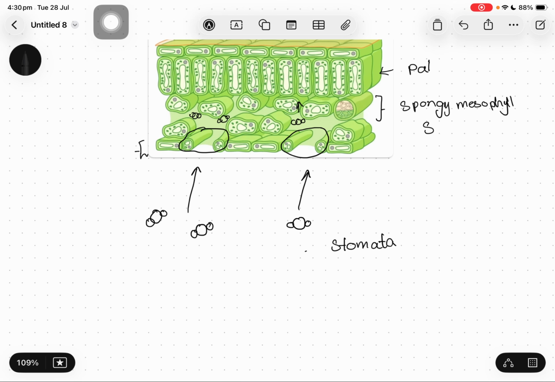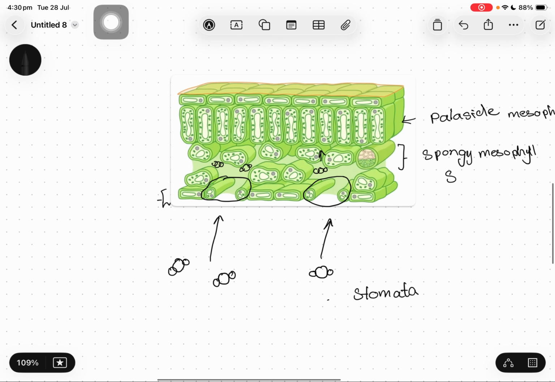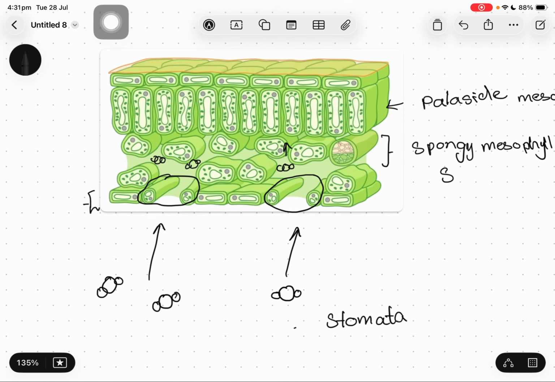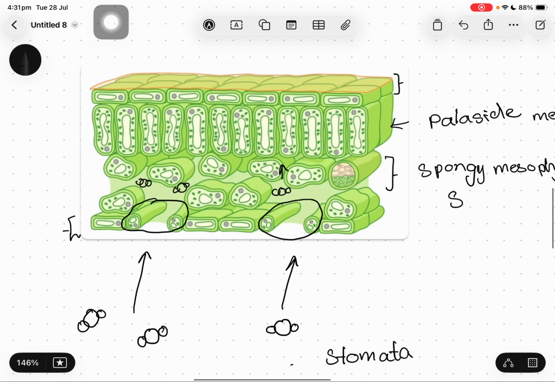This is where photosynthesis takes place. Each of these palisade mesophyll cells are packed with chloroplasts, which does the photosynthesis. So here, after they're converted to energy, there's the upper epidermis on the top.